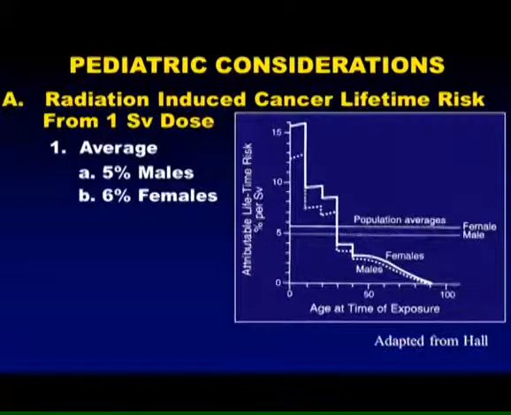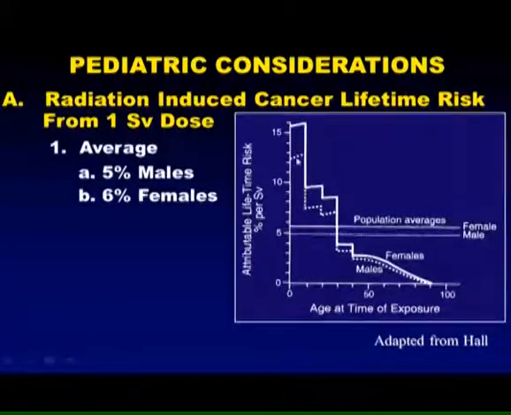What are the health concerns of kids relative to adults? This is a slide that was put together by Eric Hall a number of years ago, and I think it kind of summarizes the increased concern with children. Basically what we have here is we're making the assumption that we're delivering a whole body dose of 1 sievert to a group of individuals, and we see in this graph that on average the attributable lifetime risk of cancer as a result of one sievert of dose is approximately 5% for males and almost 6% for females on average.